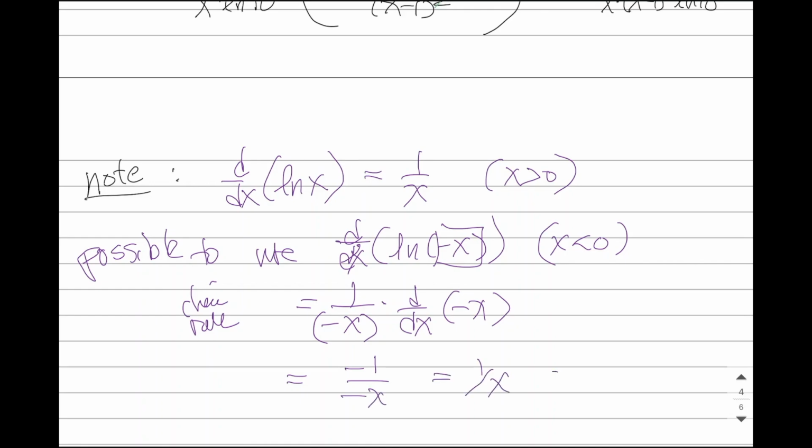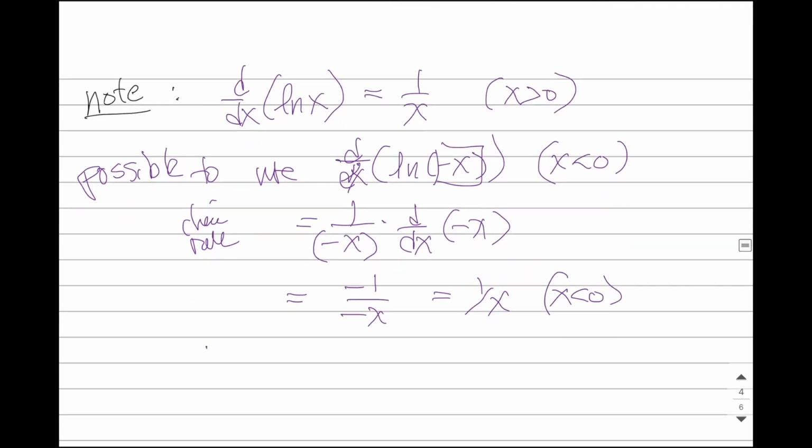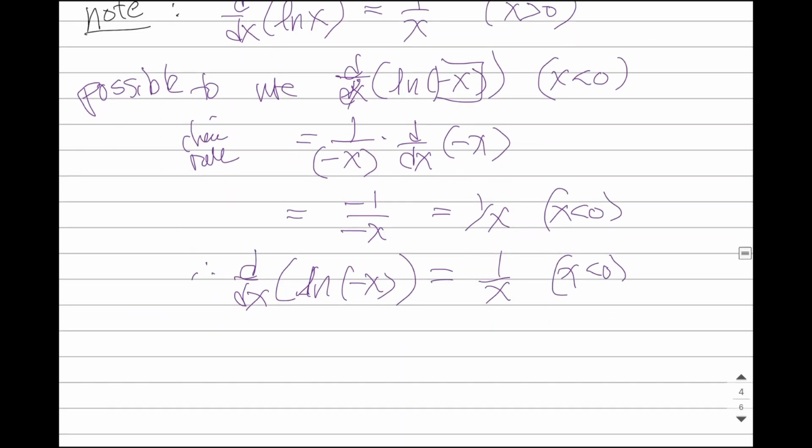But this time it would be defined for negative values of x. We have now shown that the derivative of the natural log of negative x is also 1 over x. But this time it applies only for negatives. And then mathematicians in their infinite wisdom decide to confuse students. So they'll say, ooh, look, we can combine both formulas. And they'll say, this is so much better.